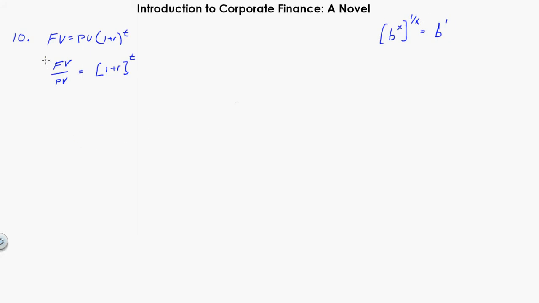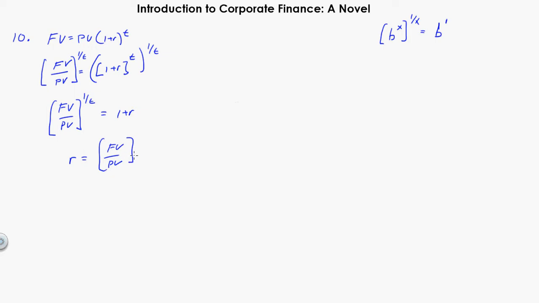So if I take both sides and raise to the 1 over t, like this, then I have future value divided by present value raised to the 1 over t is equal to 1 plus r. And now just rearrange. R is equal to future value divided by present value raised to the 1 over t, minus 1.